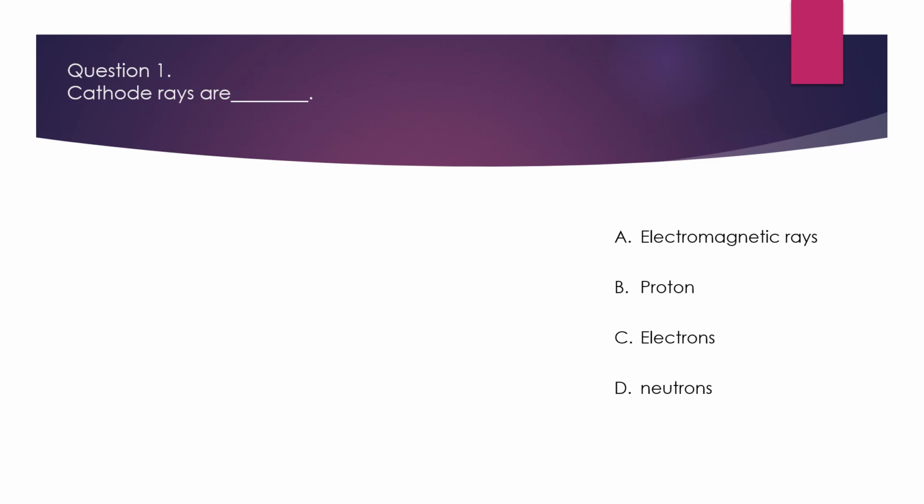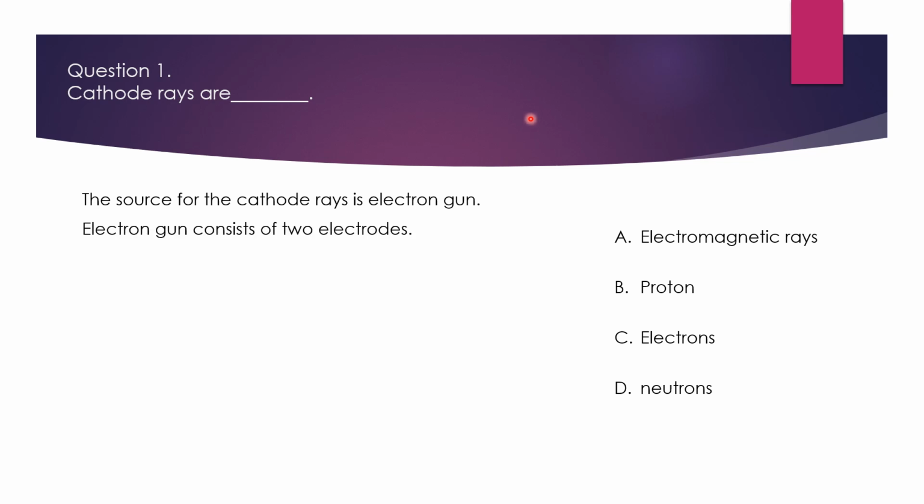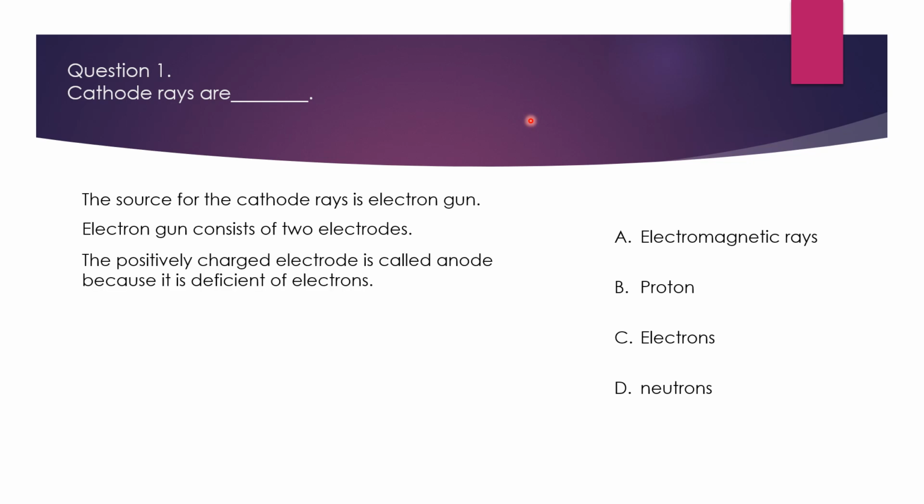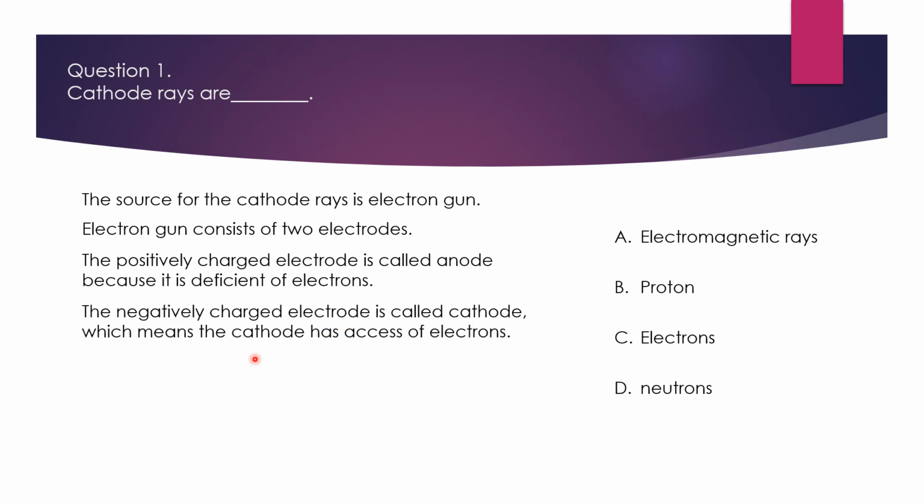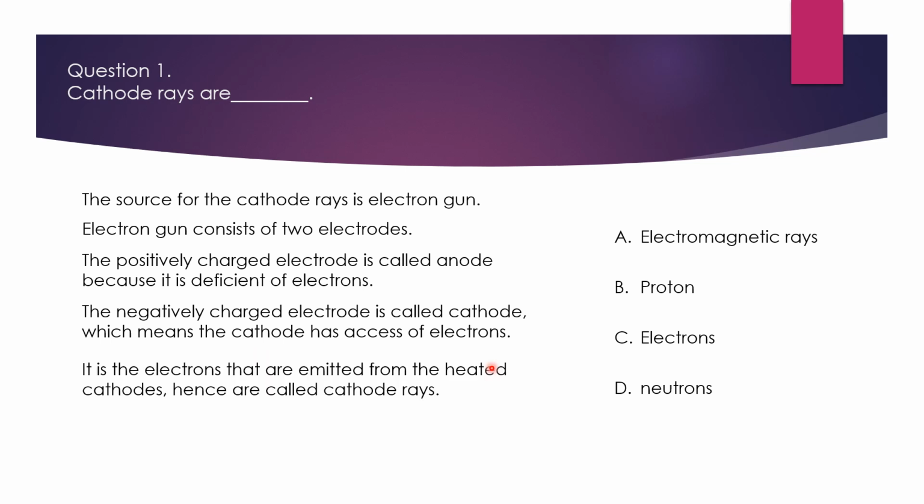Question 1. Cathode rays are. The source of cathode rays is the electron gun. The electron gun consists of two electrodes. The positively charged electrode is called the anode because it is deficient of electrons. The negatively charged electrode is called the cathode, which means the cathode has an excess of electrons. It is the electrons that are emitted from the heated cathode, hence they are called cathode rays. So the correct option out of the given is option C, electrons.